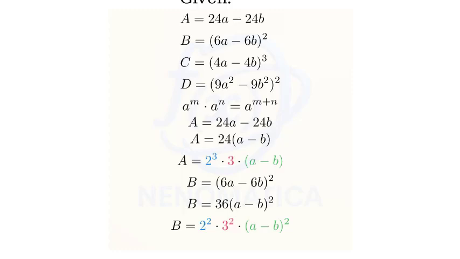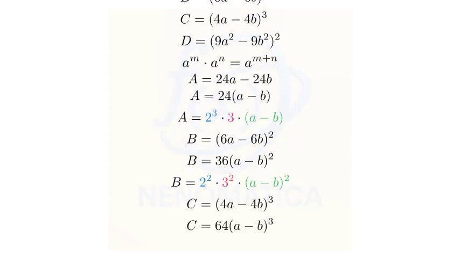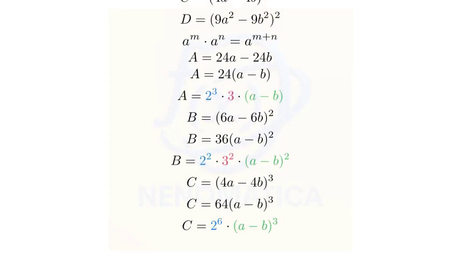Step 3. Factor c. c equals (4a minus 4b) cubed. Factor 4 and cube. That's 64 times (a minus b) cubed. 64 is 2 to the 6. So c equals 2 to the 6 times (a minus b) cubed.